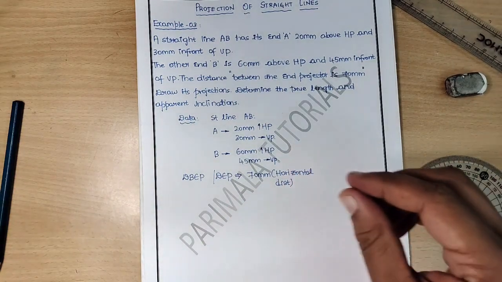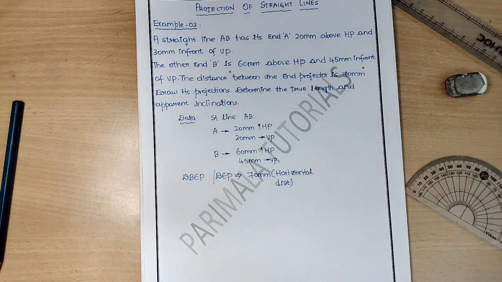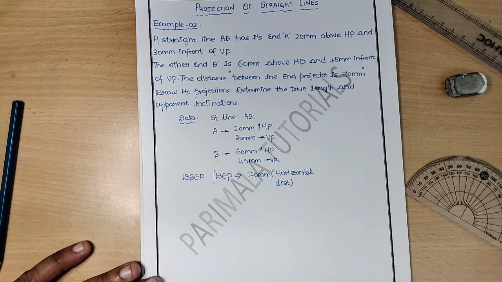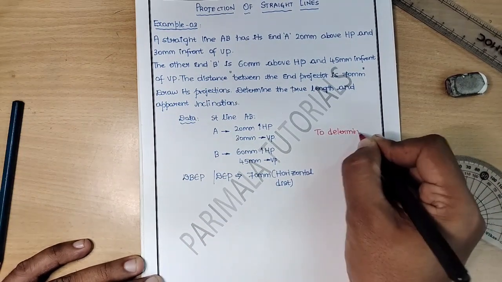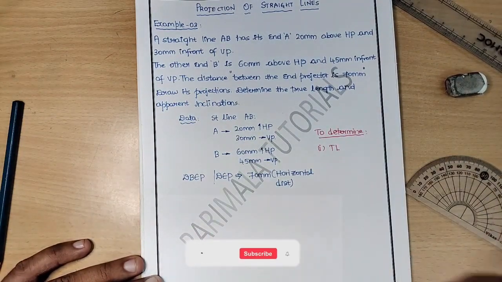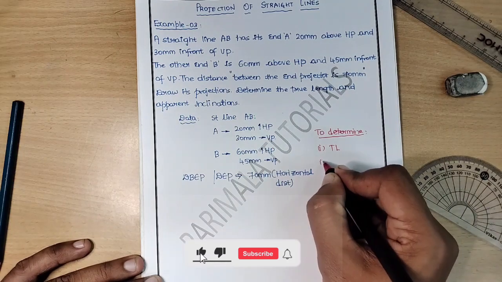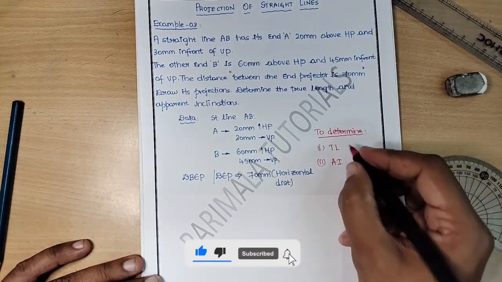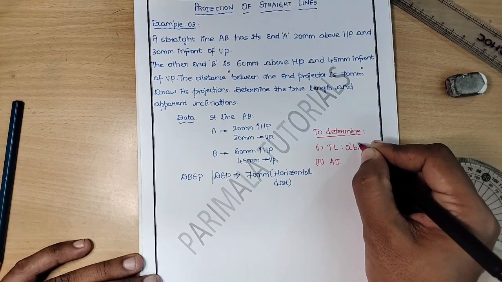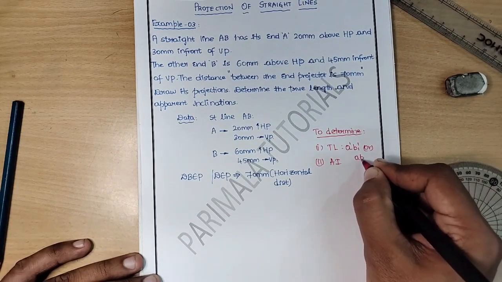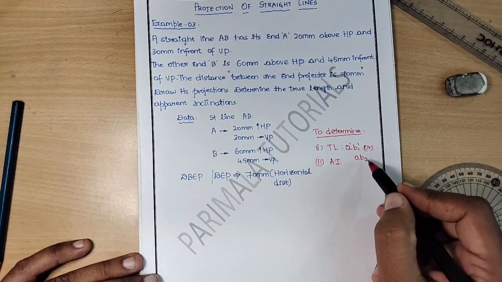If you can observe very clearly, no angle is given in the question. Either it's a true inclination or the apparent inclination, it is not given. So with this, we are supposed to determine the true length. Extremely important, true length has to be found out. The second one is the apparent inclination. So what does the true length mean? That is nothing but A dash B1 dash distance or A B2 distance.